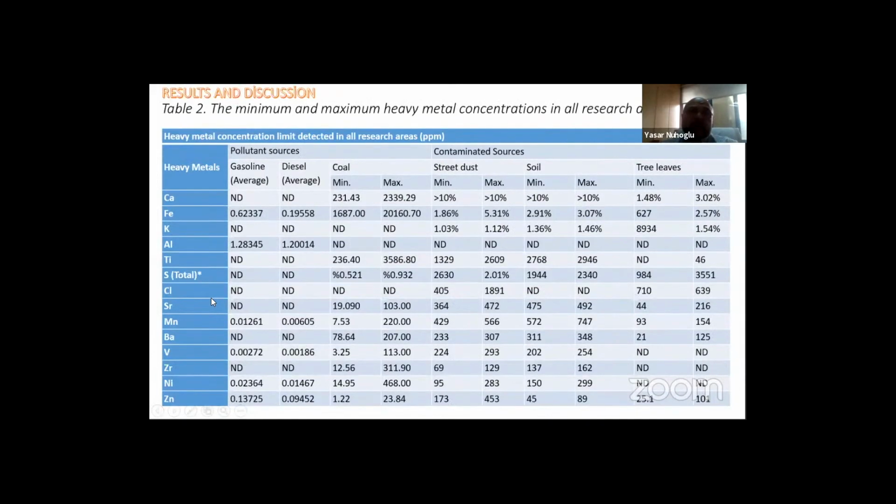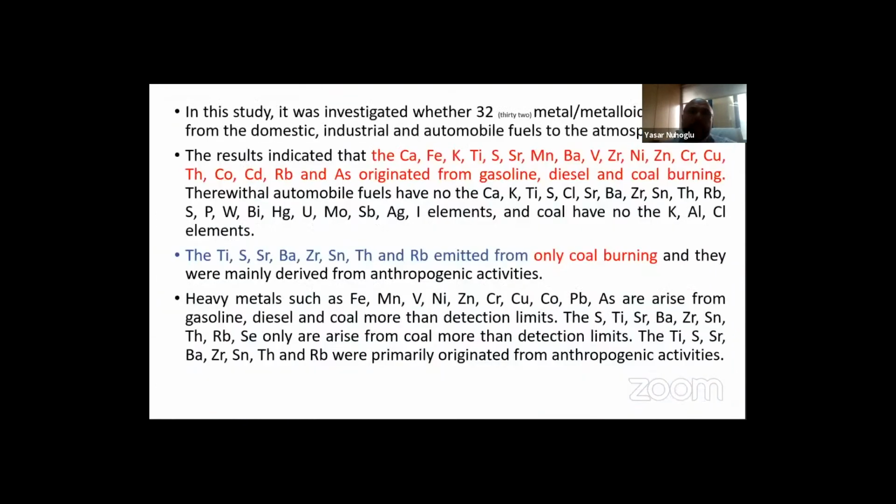Pollutant sources: gasoline, diesel, automobile, coal, domestic heating. Contaminant sources: street dust, soil and tree leaves, as seen in the table.